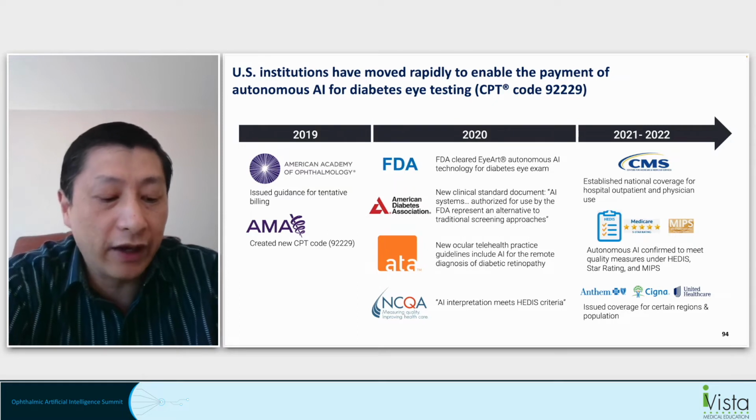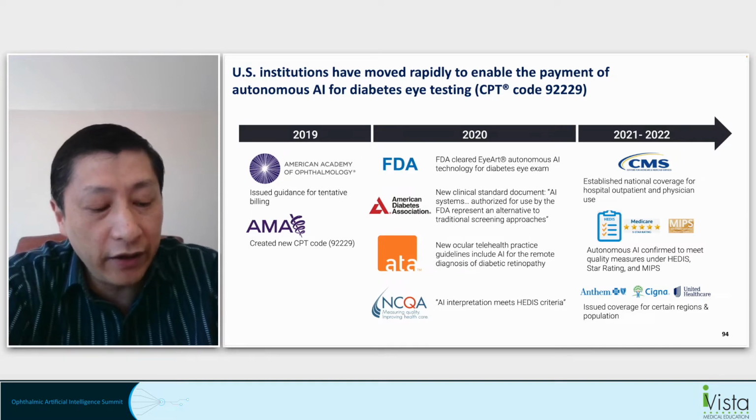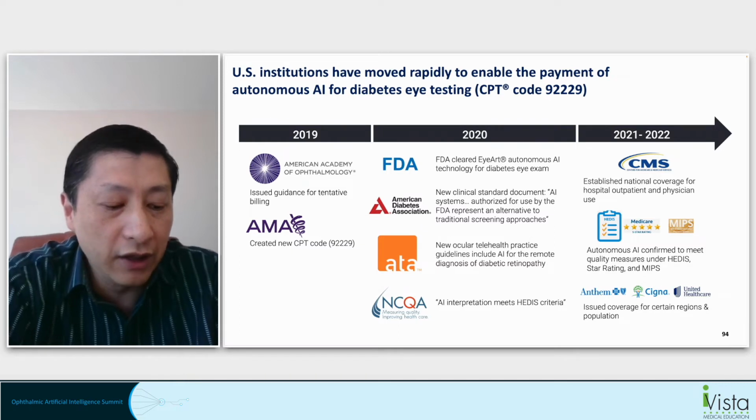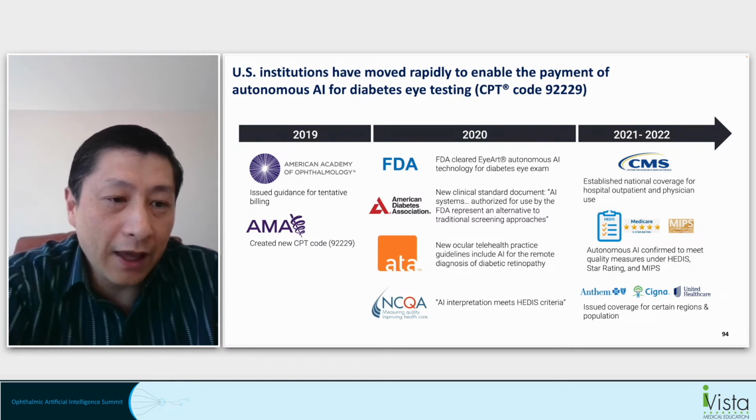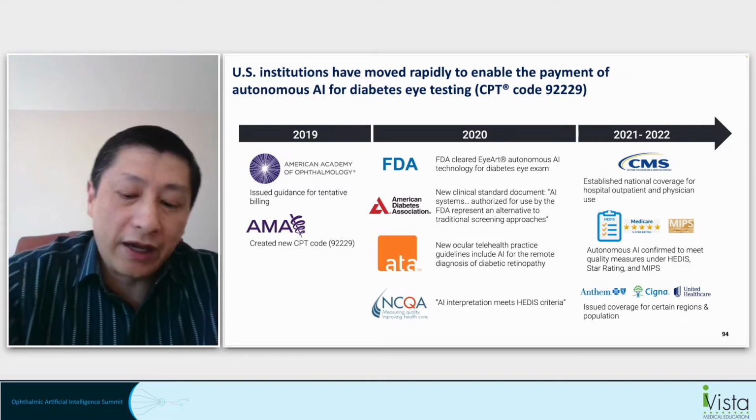Okay. Now, last but not least, insurance support, both from government and private insurance, and also clinical societies' acceptance are critical for AI technology adoption. We're happy to report that autonomous AI technologies approved by the FDA here in the US are well supported by all key clinical institutions, which include AAO, AMA, ADA, ATA, as well as NCQA.